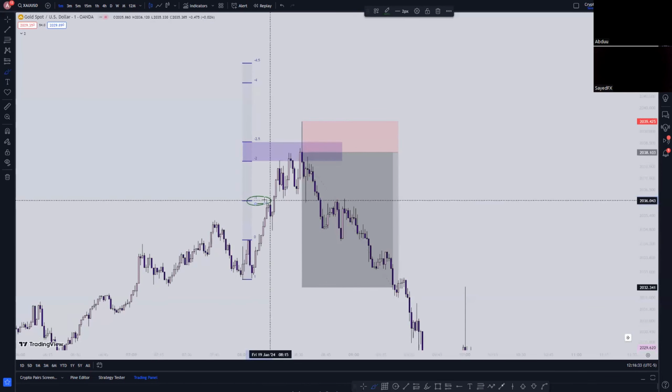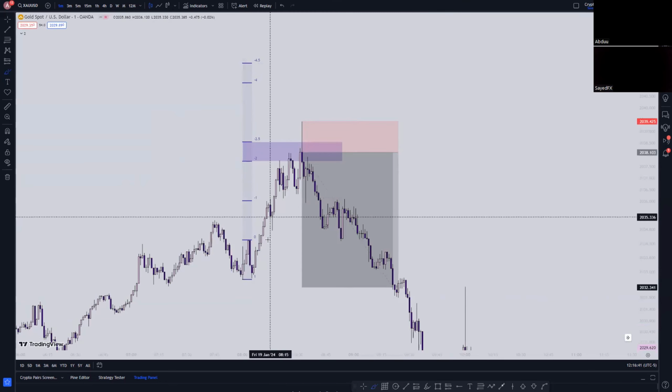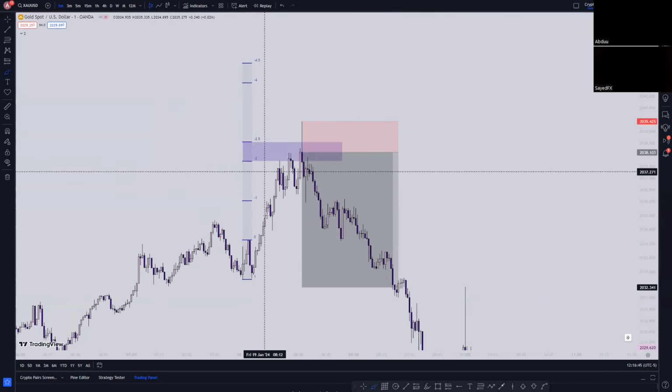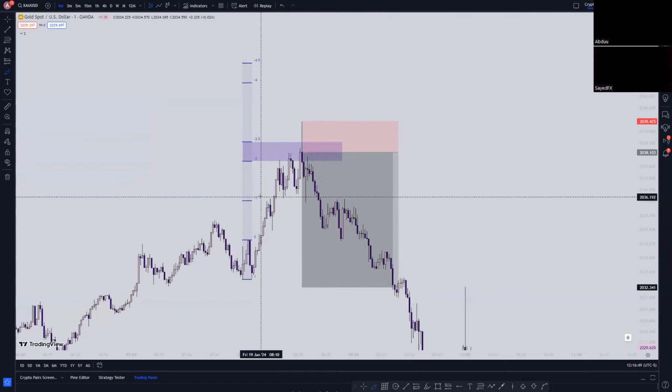I said there will be a retracement at -1, and that is where you know that your standard deviation drawing or marking is accurate. You are not wrong, you are correct. If there is no retracement and the price is going up, it means that your standard deviation marking is wrong. So always look at this -1 level.